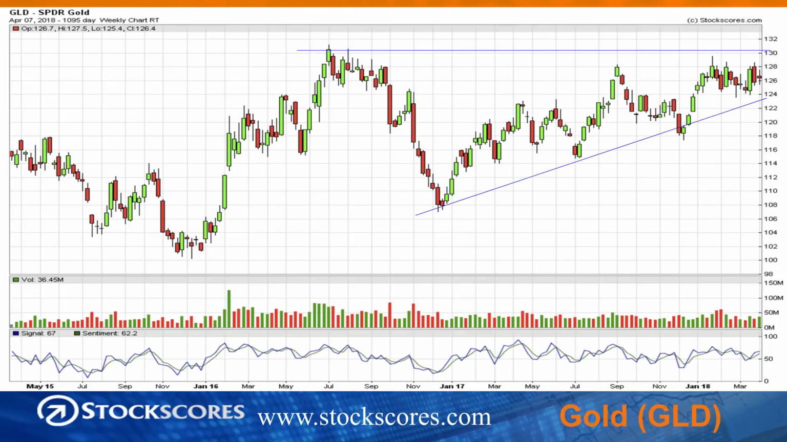But we've talked about this for many months now. We still need the breakout through resistance. And so although there is optimism building in this chart because we have rising bottoms on the chart, ultimately none of that is meaningful unless we get the breakout.